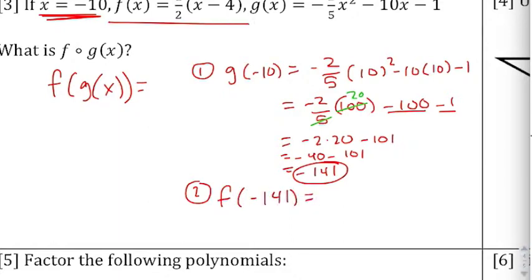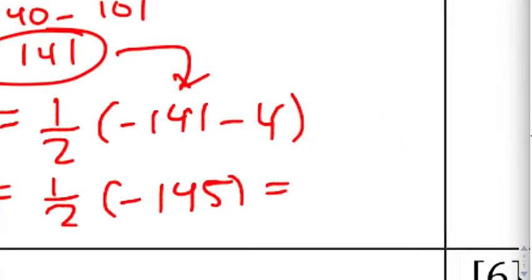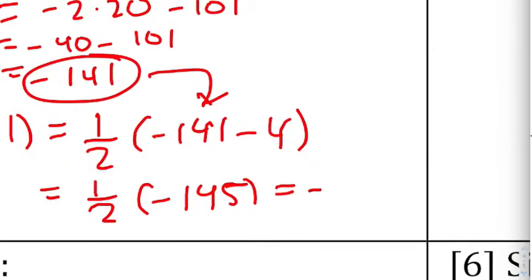The f function is given to us here. It's going to be 1/2 times negative 141, minus 4. So I can take this value of negative 141, stick it in for the x value for the f function. And so this is going to be 1/2 of negative 145. And so half of 145 should be negative 72.5.